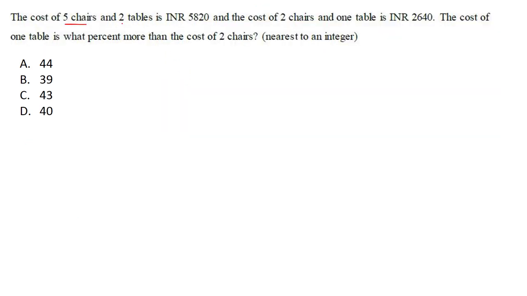The cost of 5 chairs and 2 tables is 5820 rupees. And the cost of 2 chairs and 1 table is 2640 rupees. The cost of one table is what percent more than the cost of two chairs, nearest to an integer?